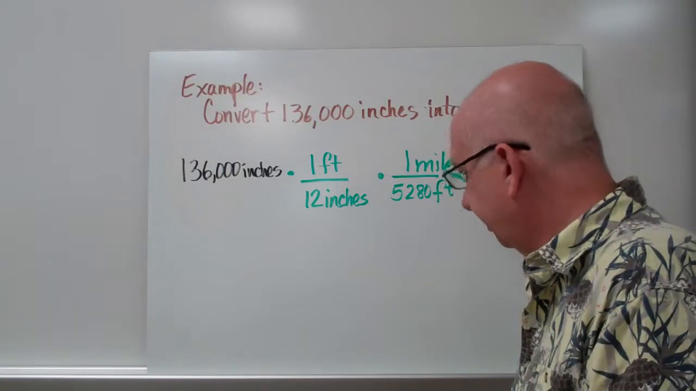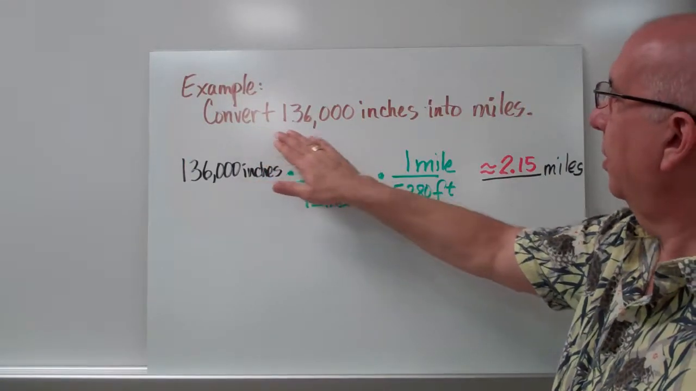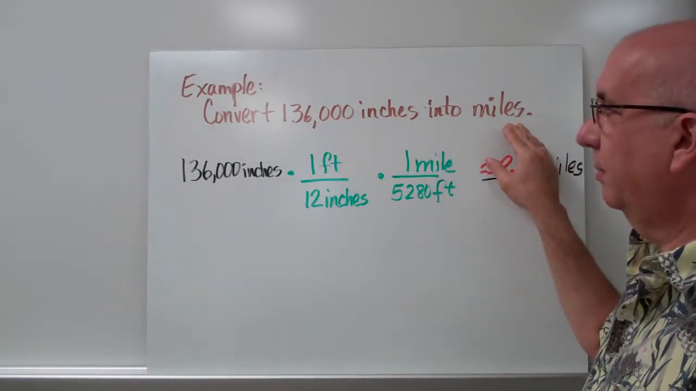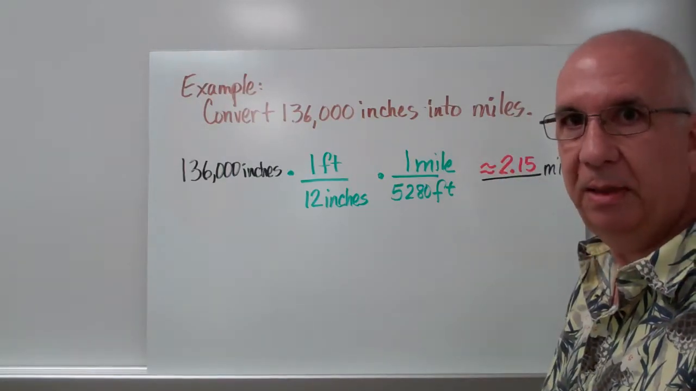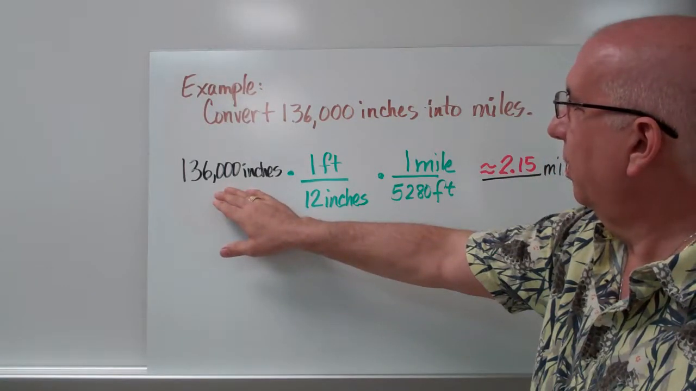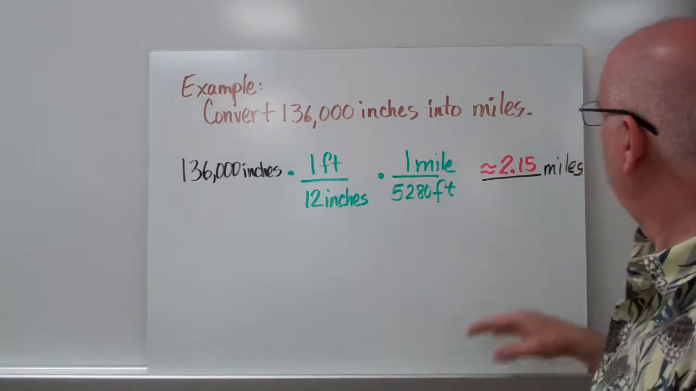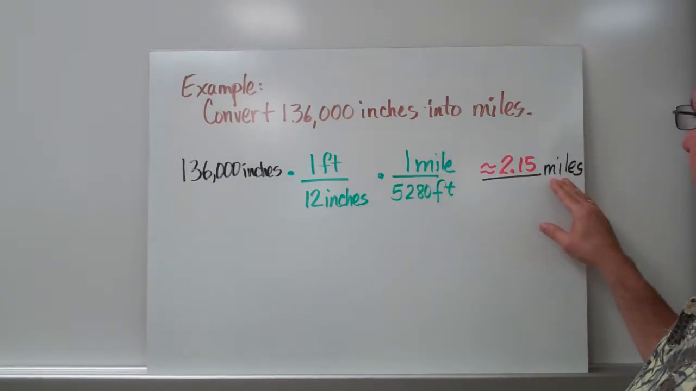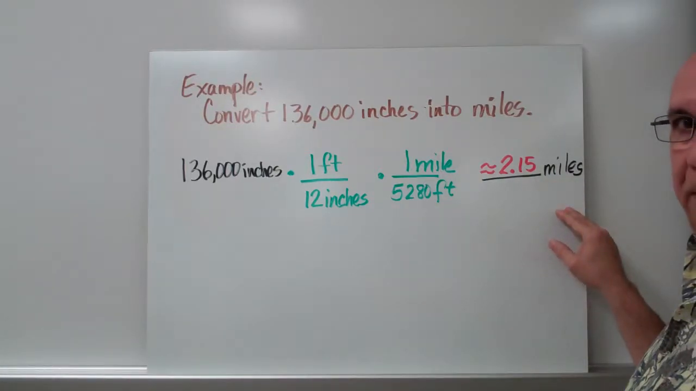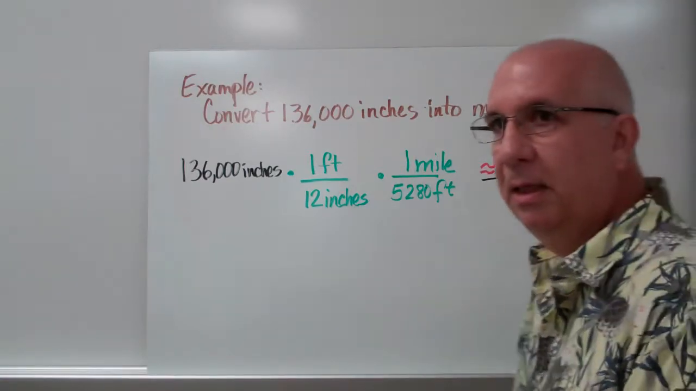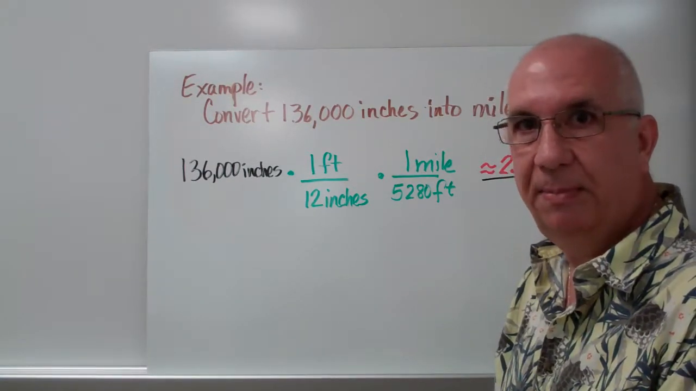Here's an example. I want you to convert 136,000 inches into miles. Well, our beginning ratio is 136,000 inches over 1. And we're looking for the number of miles over 1. We want to convert inches into miles. Now we work in a series of small steps.